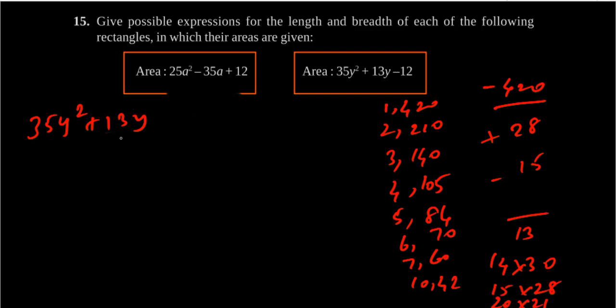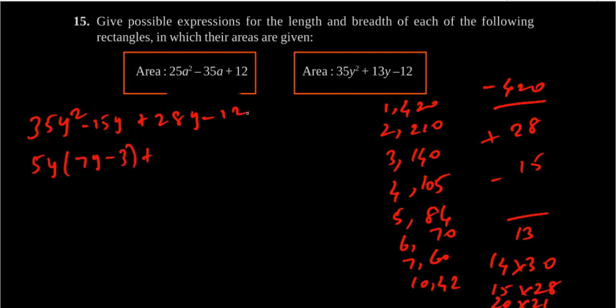Plus 13y, and this 13y can be written as, in 35y square, instead of 13y, we can write plus 28y minus 15y. So, 35y square minus 15y plus 28y minus 12. So among these two, we can take 5 as the factor. 5 can be taken common outside. So 5y if we take outside, 7y minus 3, it will go 3 times.